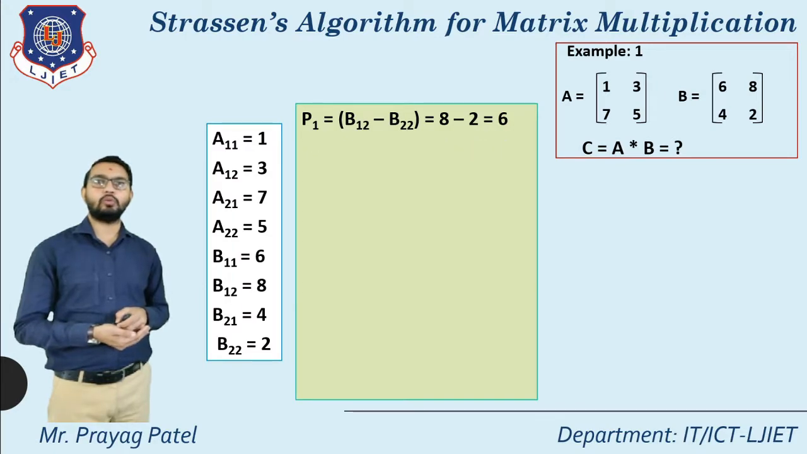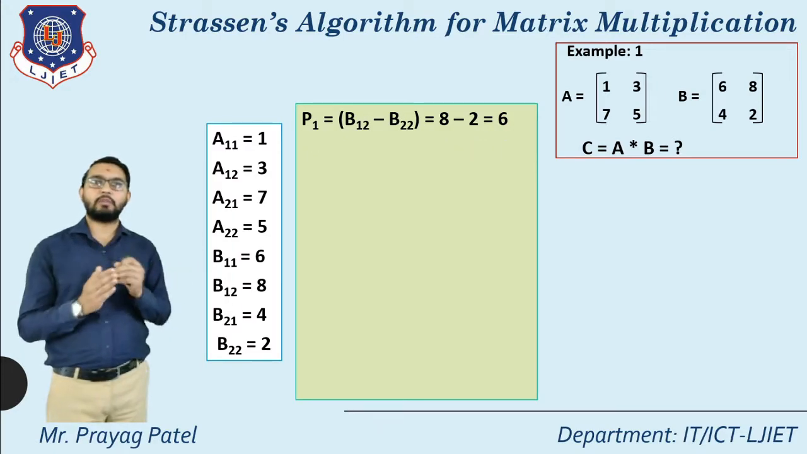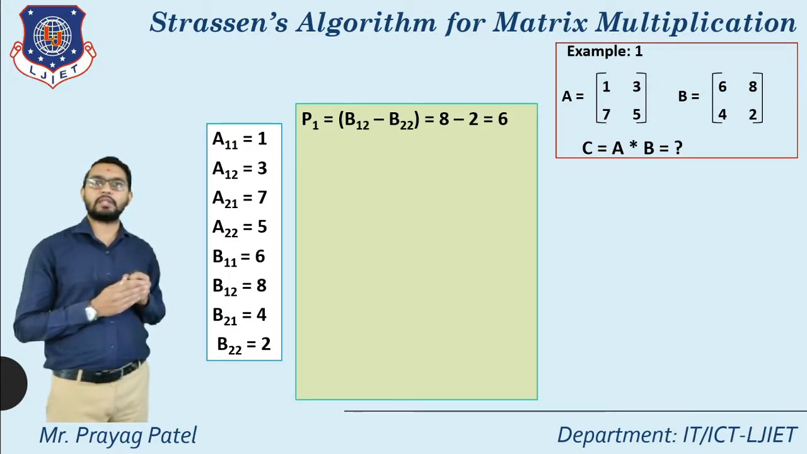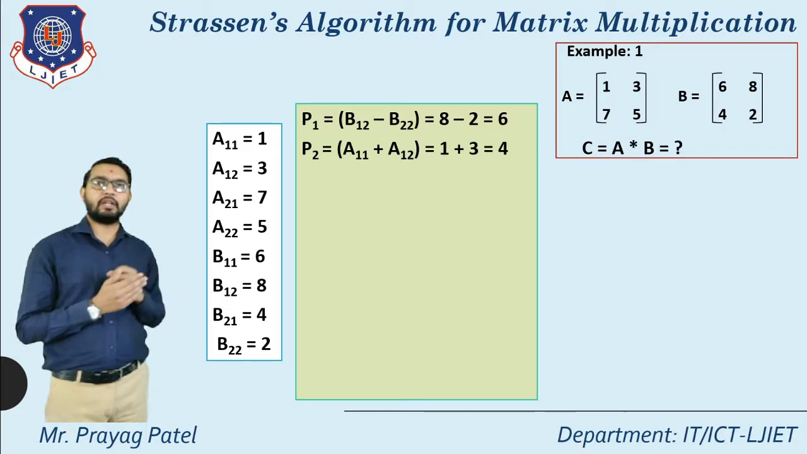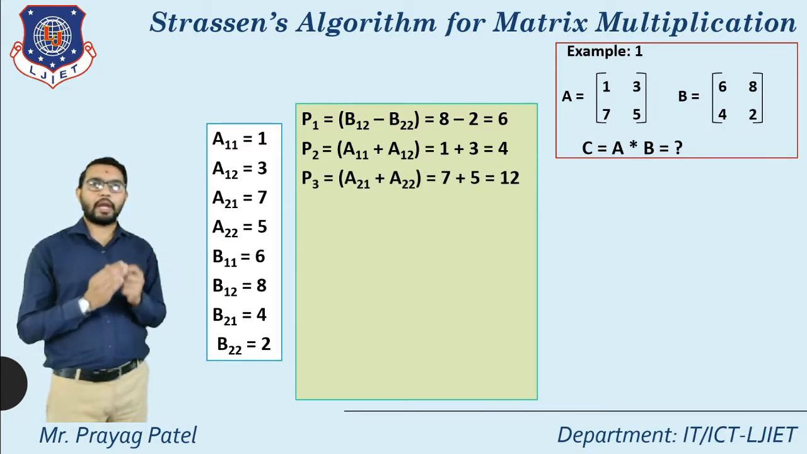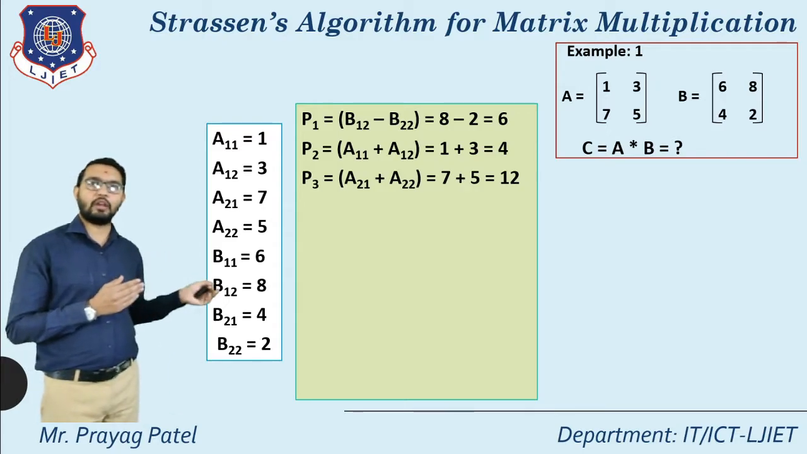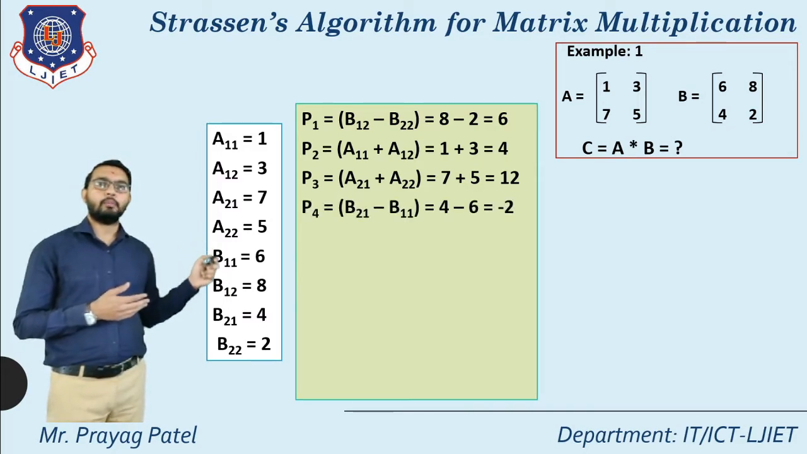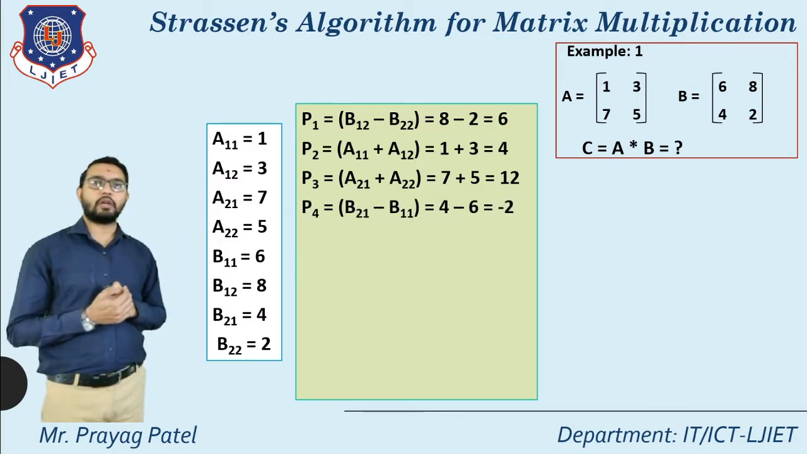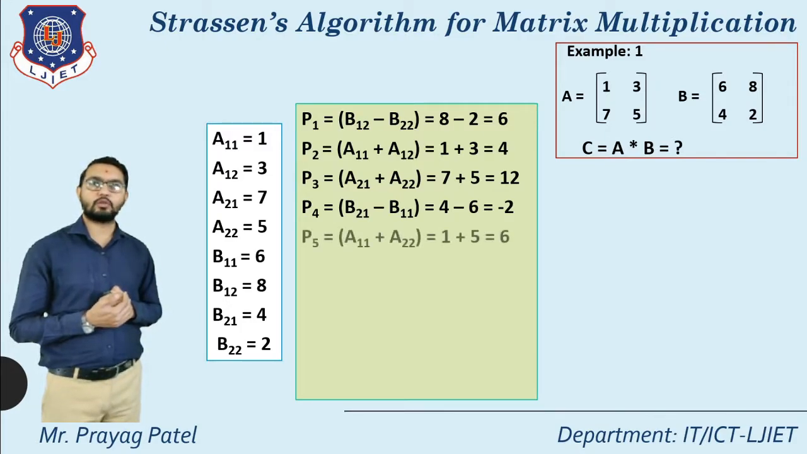So P1 equal to B12 minus B22. B12 means here the value 8, minus 2 equal to 6. P2 equal to A11 plus A12 means 1 plus 3 equal to 4. P3 equal to A21 plus A22. We have the values of A21 plus A22, so 7 plus 5 equal to 12. P4 equal to B21 minus B11 equal to 4 minus 6 equal to minus 2.